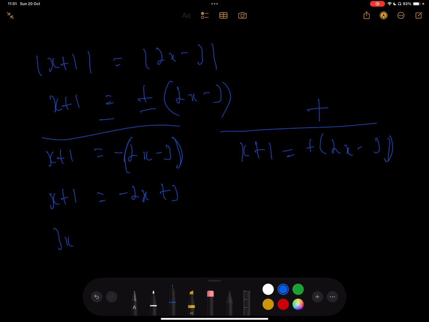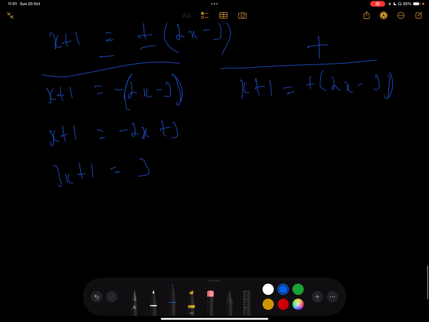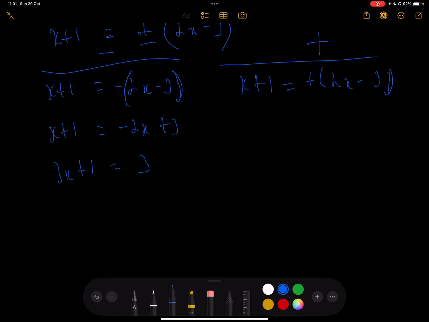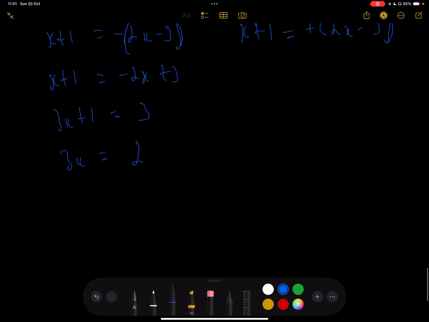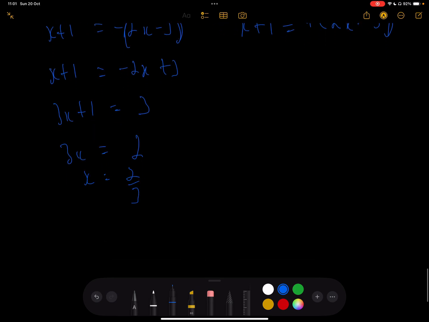3x plus 1 is equal to 3. And then what do we do? Well, we just subtract 1 from both sides, so we get 3x is equal to 2. Therefore, x is equal to 2 over 3.